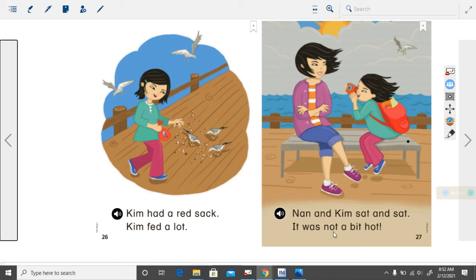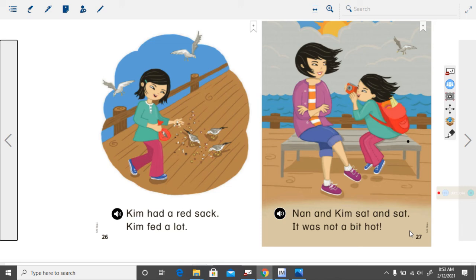It was not a bit hot. Did you hear how I changed my voice with that last sentence? I made it sound a little bit more excited because of this exclamation point. And so I use those things as clues when I'm reading to know how to change up my voice.